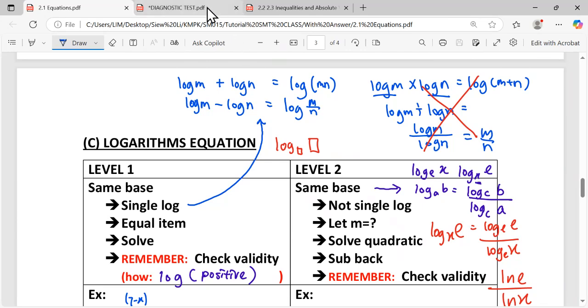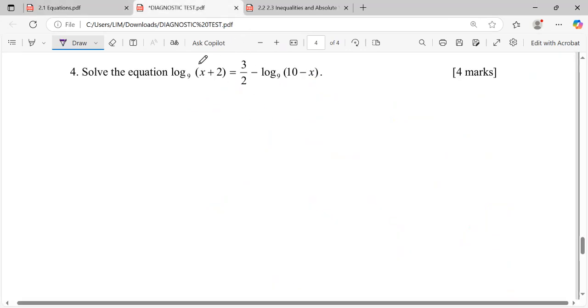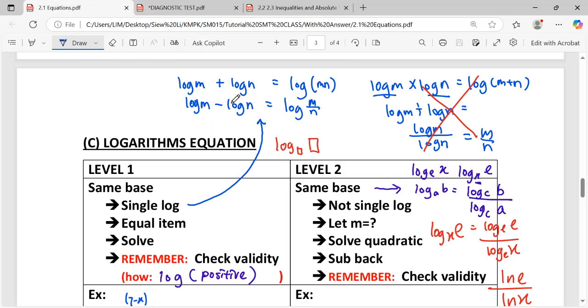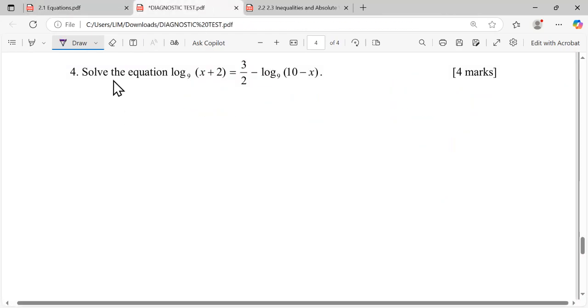Alright, so look at the question here. I have a log here. So eventually it's just an operation between plus and minus. So plus and minus means that my question here goes to level 1 only. So it can become a single log. So how to make it a single log?